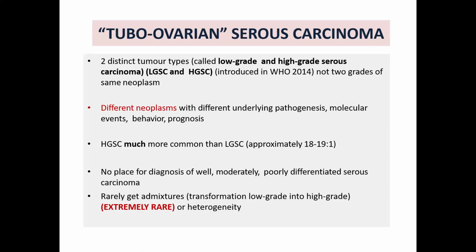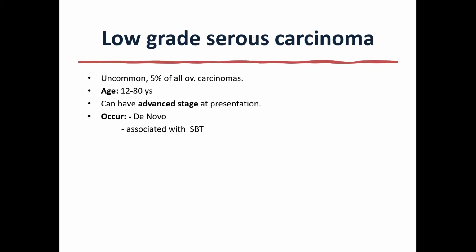Regarding tubo-ovarian serous carcinoma, there are two distinct types, low and high grade. These are two distinct types. They are not two grades of the same neoplasm. They are different neoplasms with different underlying pathogenesis, molecular events, behavior, and prognosis. High-grade serous carcinoma is much more common than low-grade serous carcinoma, and there is no place for a diagnosis of well, moderate, or poorly differentiated serous carcinoma. This is not accepted. It is very rare to get an admixture or areas of transformation of low grade to high grade or areas of heterogeneity, but these cases are rare and need molecular analysis to be sure of the exact type.